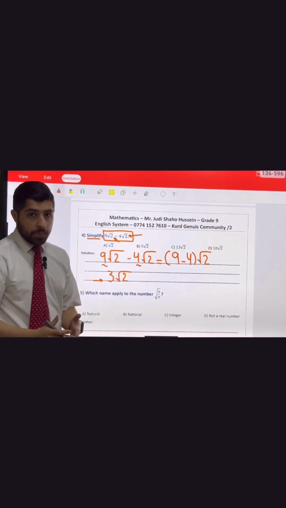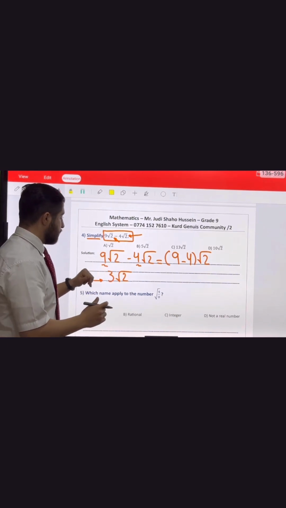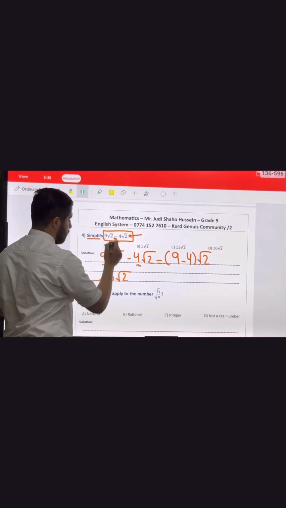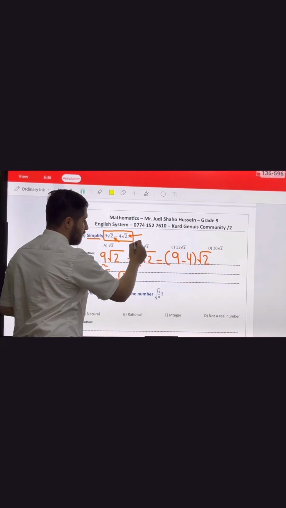So the option that contains my answer is the answer that I want. And here, sorry, this is 5. That number is 5. So we got the answer that contains B.